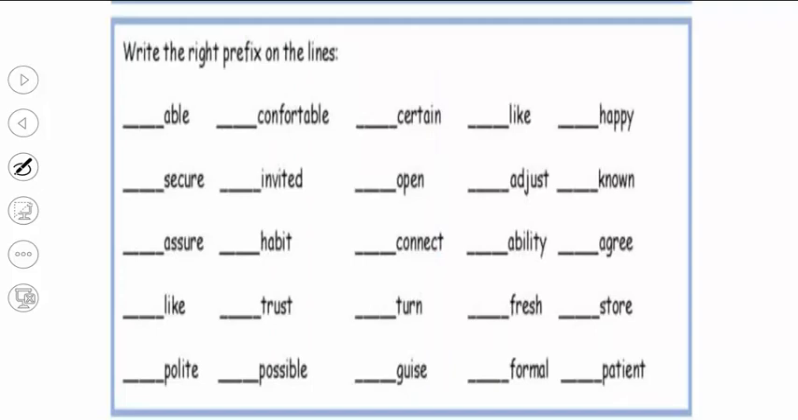Okay, children, now write the right prefix on the lines. Pause the video and note it down, then write the right prefix on the lines. If you face any difficulties, take your dictionary.